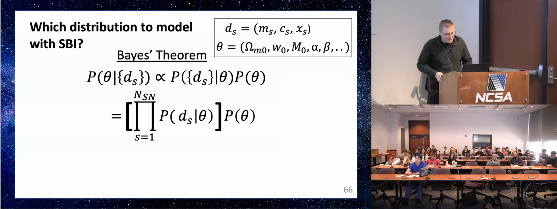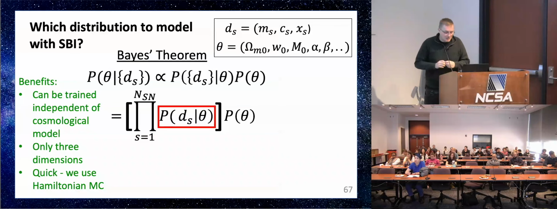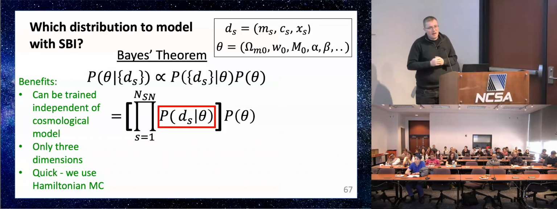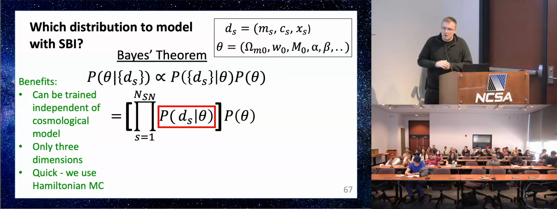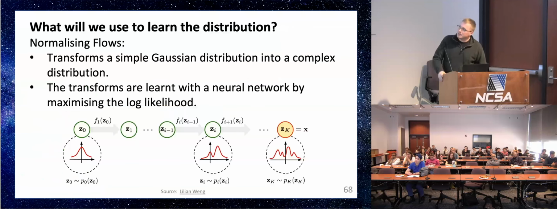And the benefit of doing this is that you are learning something that is lower in dimension. It's only 3 dimensions because it's these 3 observables. And there's a clever way that you can train it independent of cosmology. You're only learning here the selection effect that is specific to your survey, not to the cosmological model that you're trying to constrain. So for that reason, you can reuse this one neural network. Yeah, and it's still pretty quick. You can use it with Hamiltonian Monte Carlo sampling.